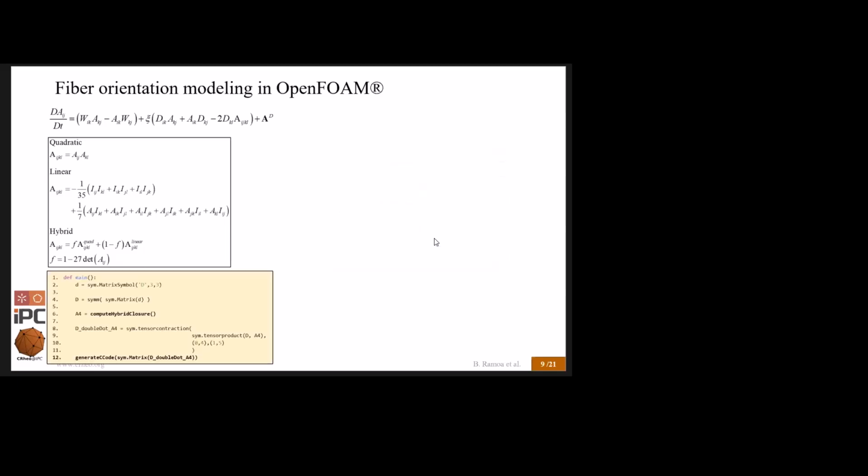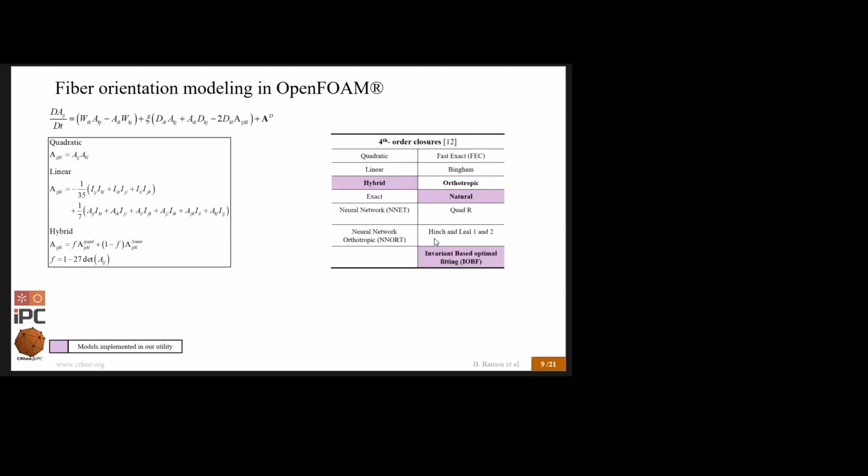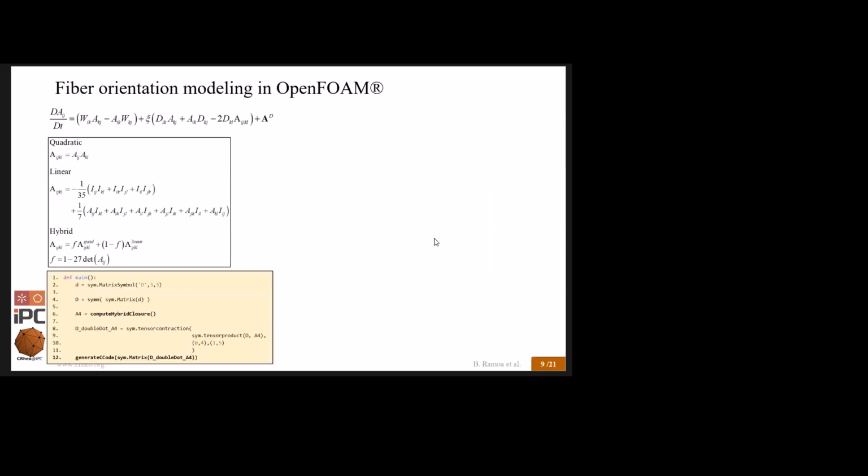So I'm going to give you an example, just to explain this a little bit, with a hybrid closure. Hybrid closure is a blend between a quadratic closure and a linear closure. Quadratic closure is exact when every fiber is aligned in one direction. Linear closure is exact when everything is random. So you are using a blending coefficient between one state and the other. This blending coefficient should be an invariant of the orientation tensor, and it should be 0 when everything is aligned and 1 when everything is random. So the authors went with the determinant of the second-order orientation tensor.